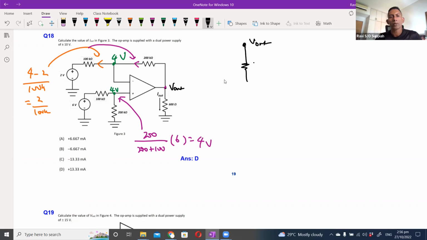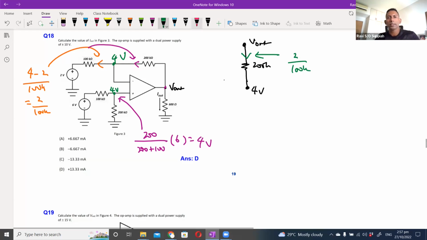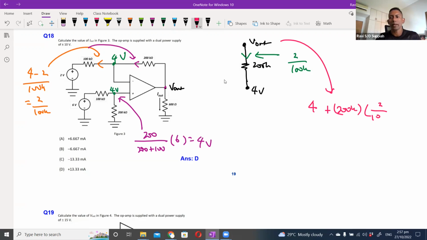Then I have a 200K resistor, and the other end of it is 4 volt. The current is flowing here, and I know this current to be 2 over 100K. So the voltage at V out would be equals to 4 volt plus the voltage drop across the resistor, so 200K multiplied by 2 over 100K, which should be equals to 8 volts. So V out is equals to 8 volts.